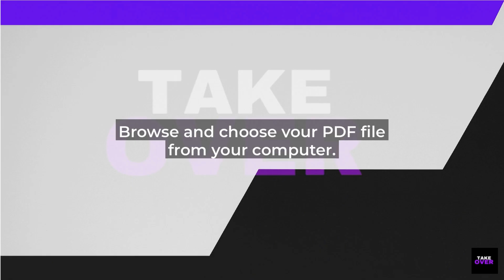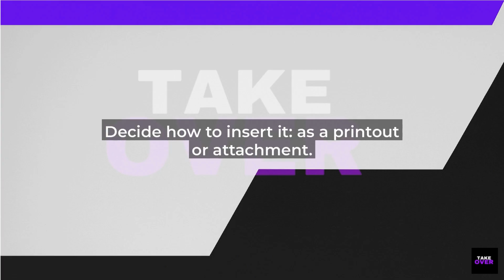Step 4. If you select Insert as Printout, the PDF will appear as images on your page, allowing you to annotate directly. For a simple attachment, just link it for easy access. Once inserted, you can zoom in, highlight, or even search within the PDF if it's converted.